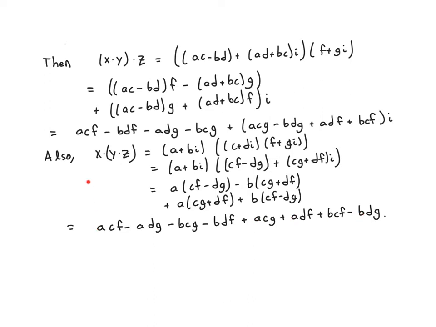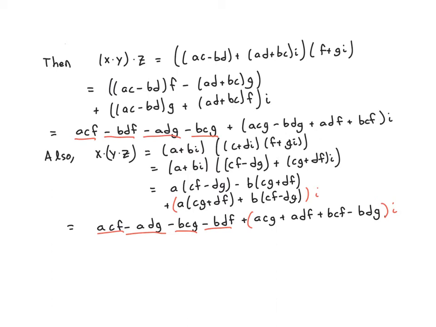So we've done that, and this is what we get. Now let's actually compare answers. And what do we see? We see ACF in both. We see negative BDF in both. We see negative ADG in both. Negative BCG in both. Oh, and I see where my error propagated from earlier. This should be the imaginary part, and it is. So we see they both have the same real part.